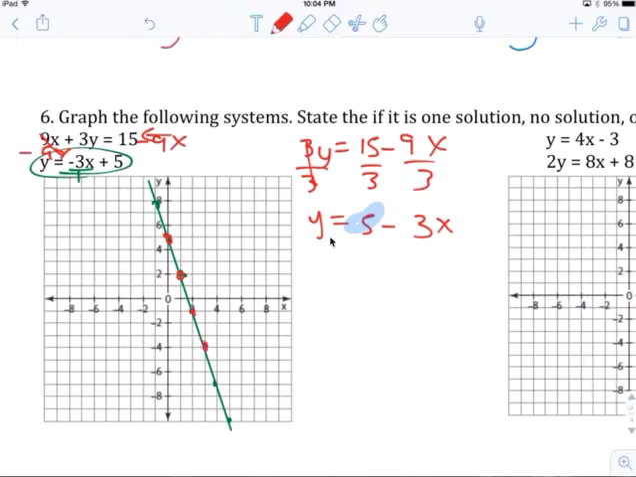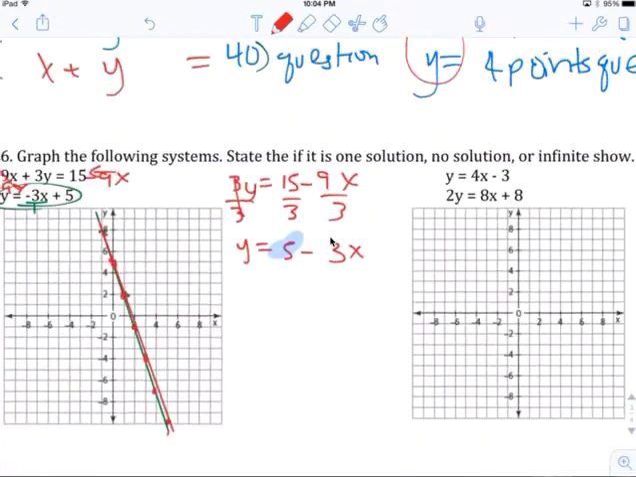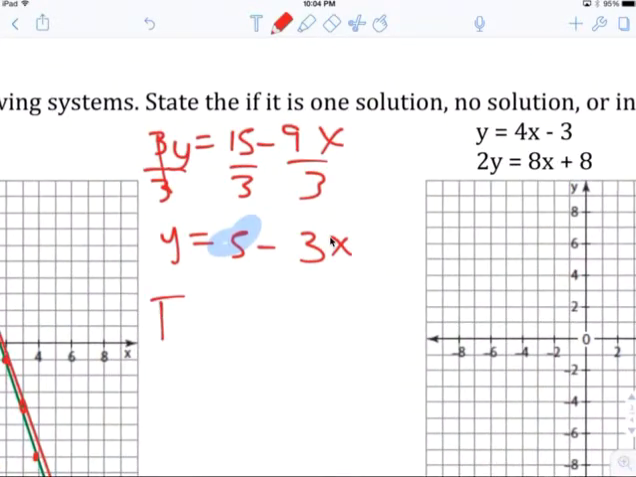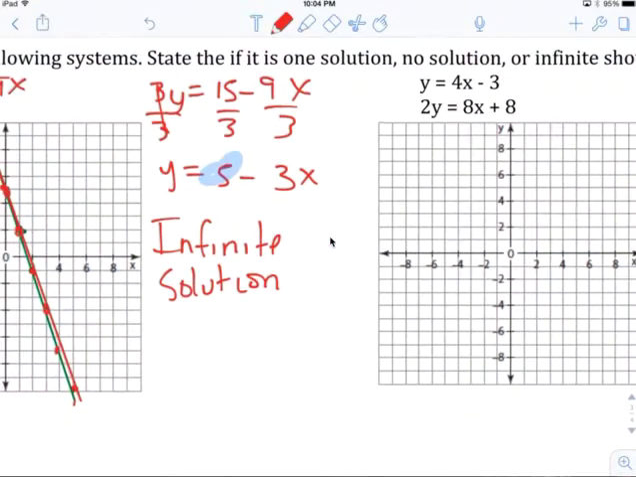This is called infinite solution. The lines overlap. Oops, I should have moved it. Well, too late. Anyways, it overlaps each other. It's called infinite solution. Overlaps.